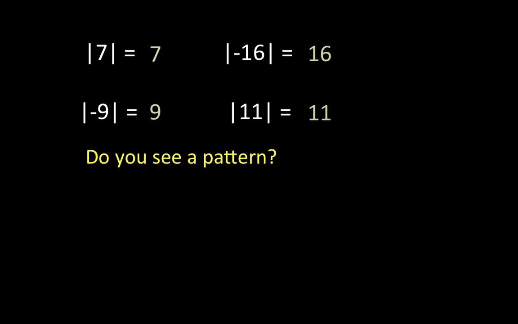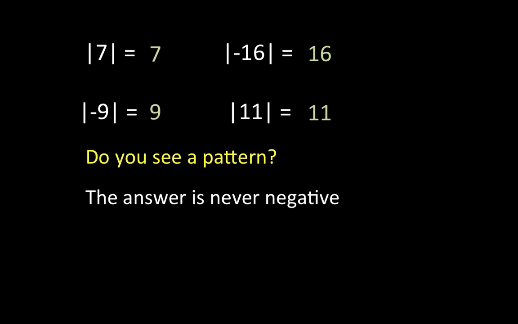So you should have gotten these answers. So the absolute value of positive 7 is positive 7. The absolute value of negative 16 is positive 16. The absolute value of negative 9 is positive 9. And the absolute value of positive 11 is positive 11. So the question now is, do you see a pattern?